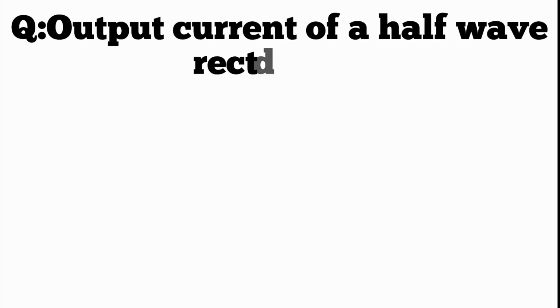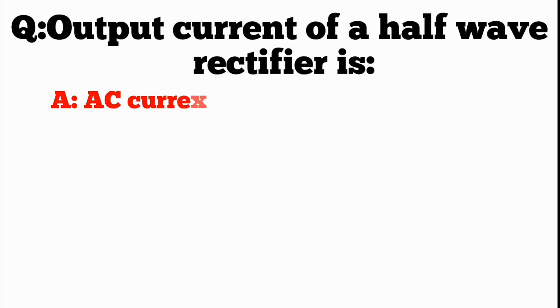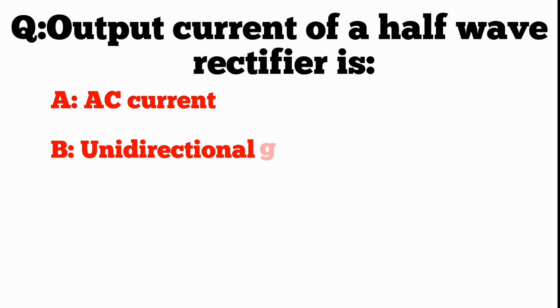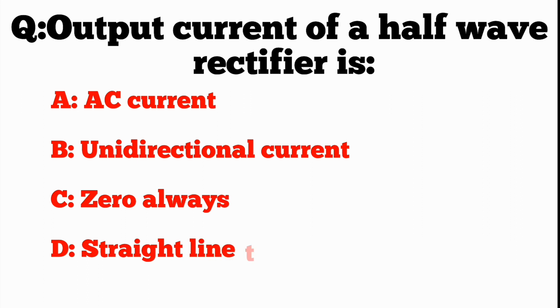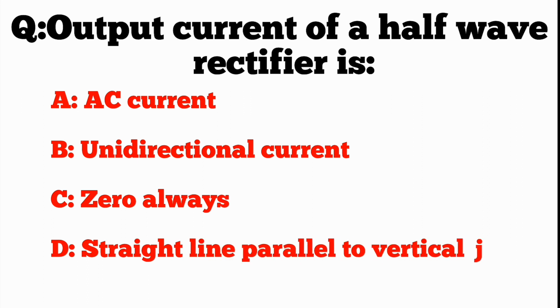Q. Output current of a half-wave rectifier is A. AC current, B. Unidirectional current, C. 0 always, D. Straight line parallel to vertical axis.